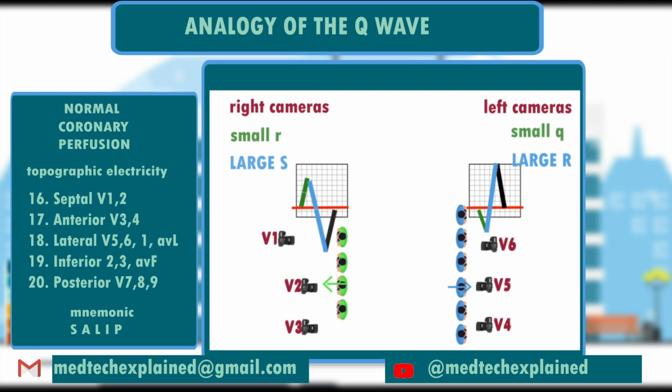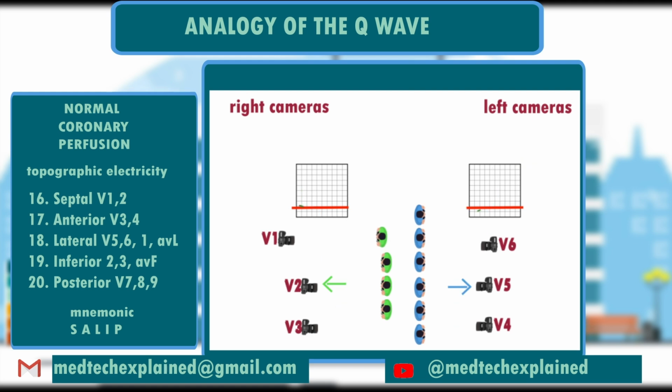While in the left chest leads V4 to V6, the first wave of the children or the right ventricle should be negative and small, and the second wave of the teachers or the left ventricle should be positive and large. So according to that, there should not be any Q waves in rightmost chest leads, and Q waves can appear normally in the left chest leads, but these left lead Q waves should be small as the children were small in the analogy and should be fast as the children are fast.